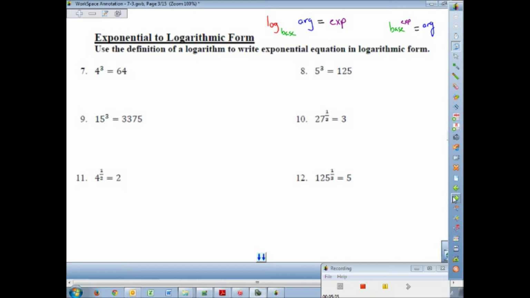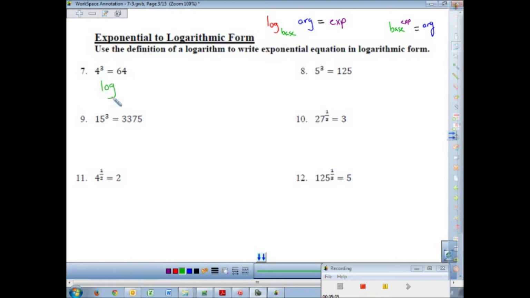Now let's go the other way around. This is the harder of the two things to do. It's not that hard. It's just the harder of the two things to do. What form is this in right now? There's two forms today, logarithmic or exponential. What form is this in? Exponential. They want us to write it in logarithmic. It starts with the log.